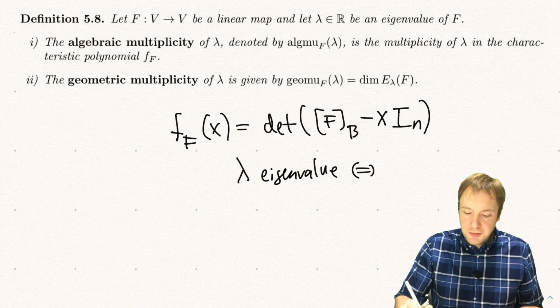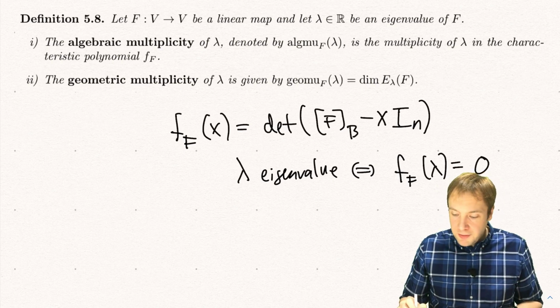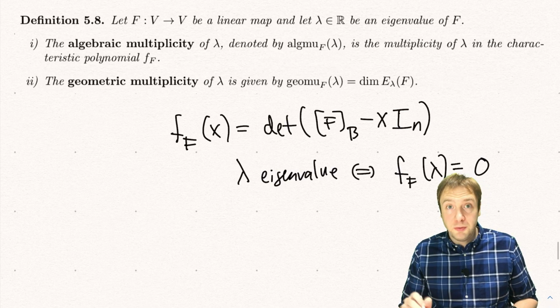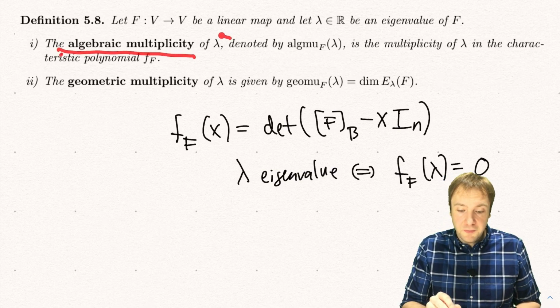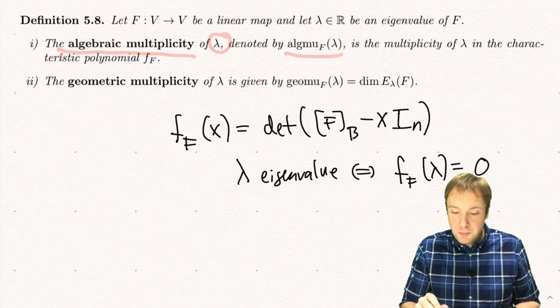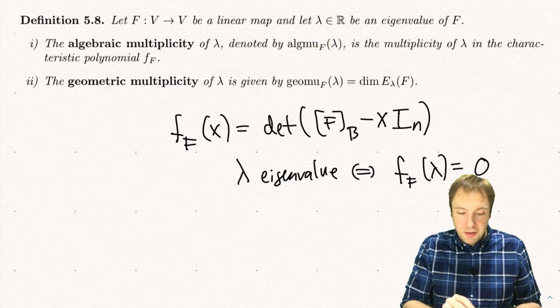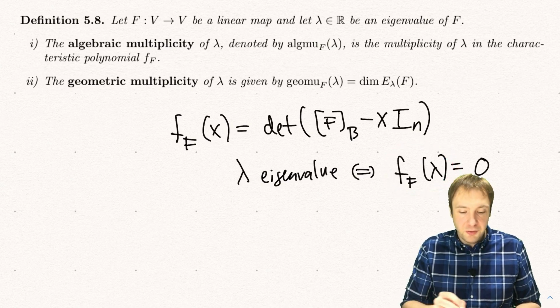This meant exactly that lambda is a zero of this polynomial. And therefore, because this is a zero of this polynomial, I can ask for the multiplicity of this lambda. This is called the algebraic multiplicity of lambda, which we denote by alg_mu, the algebraic multiplicity of this lambda for this linear map F. So this is the multiplicity of this lambda in this polynomial.